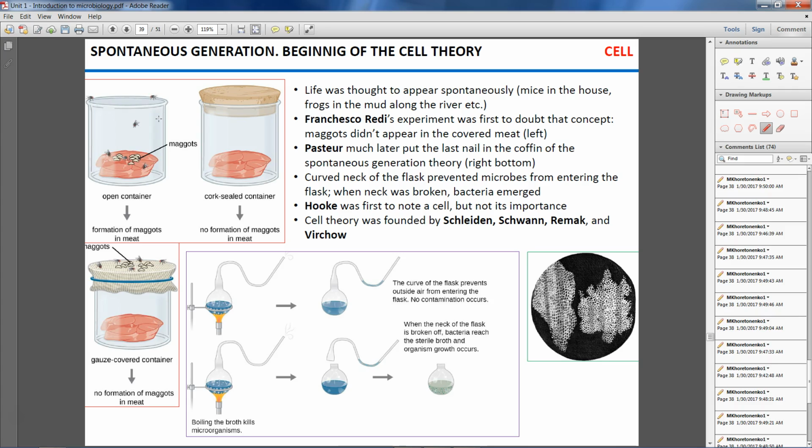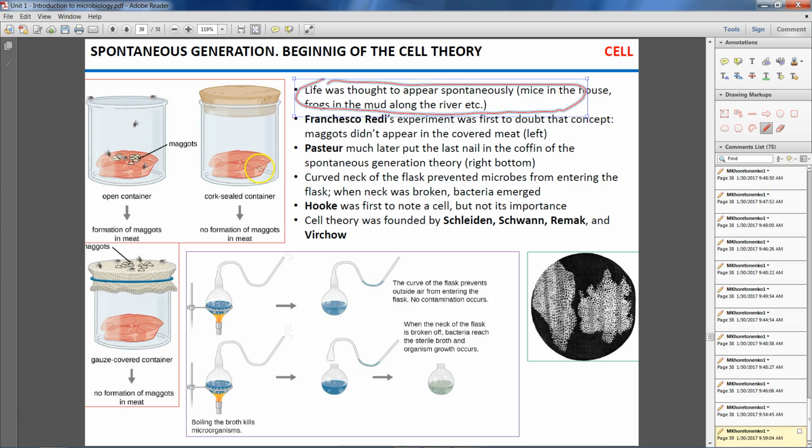Okay, let's talk about cells. We know that life didn't appear out of nowhere, but people for a long time thought that was actually true, that mice just spontaneously appeared in the house. The first doubt to that was raised by Francesco Redi. Okay, here's his famous experiment, when he got containers.